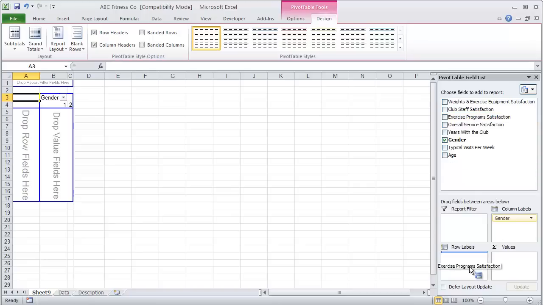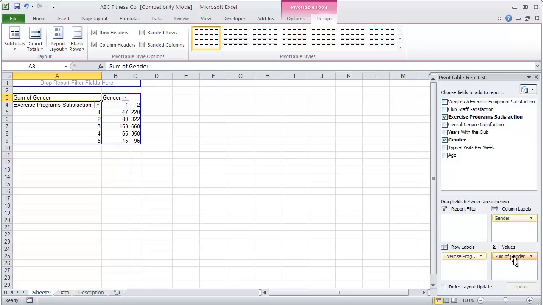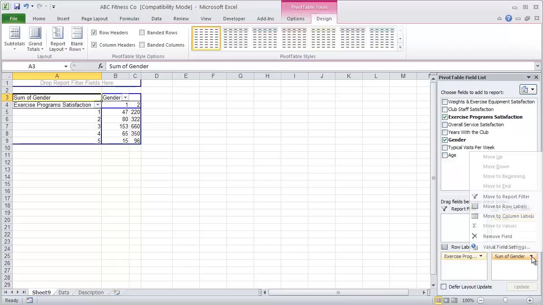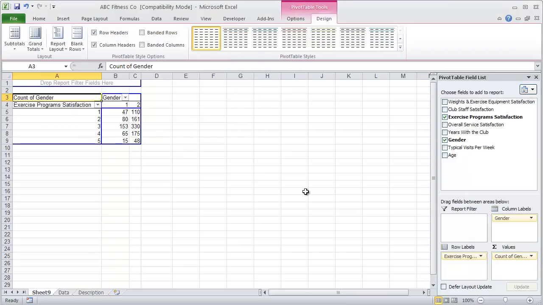Next thing we're going to do is we're going to look at exercise program satisfaction, and we're going to want to count everything out there without us having to actually count. So since this is gender, we're also going to pull gender down to there, but notice it says sum of gender. So we're going to want to change that to count of gender. That makes more sense now.